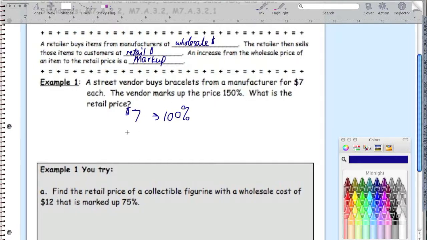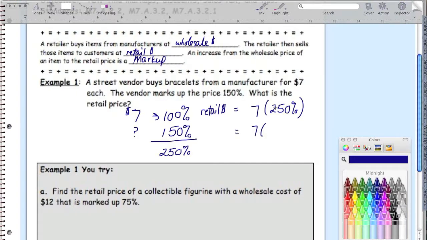Now he's marking it up an additional 150% on top of that, which we don't know how much that is, but we do know that he's adding 150%. So if we total this, in the end, we're going to have 250% of our original amount is going to be what he's charging. And that's exactly how we can think of this. We can think, all right, retail price is going to be $7, the original amount, times 250%. And that's how we got it.